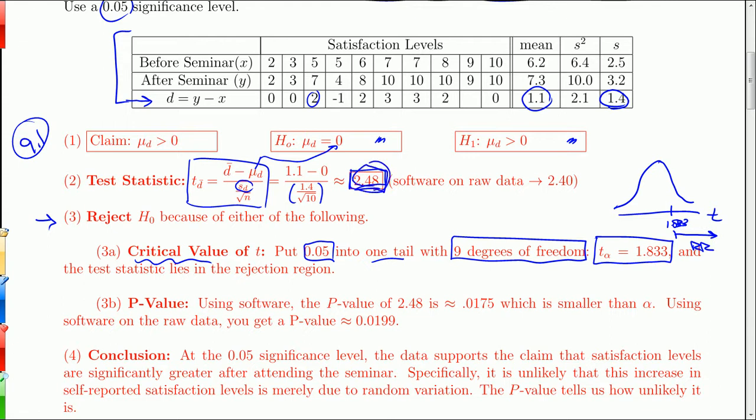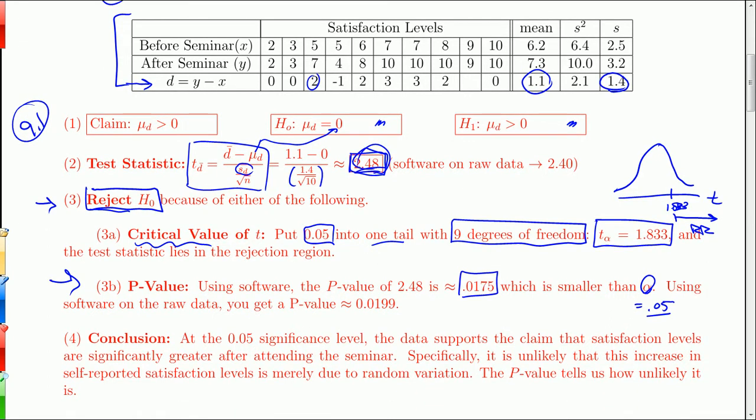So if you look at 2.48, the test statistic, it is certainly in the rejection region. Right? Because it's in the rejection region, we reject the null hypothesis. All right, if you have software, you can get a p-value on this test statistic, and it's 0.0175. And since alpha, the significance level, is 0.05, our p-value is smaller than the significance level, and again, we reject the null hypothesis. So either way, table users or software users, we end up rejecting the null hypothesis.